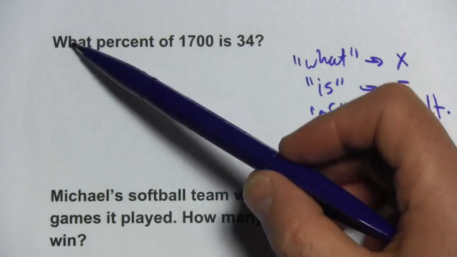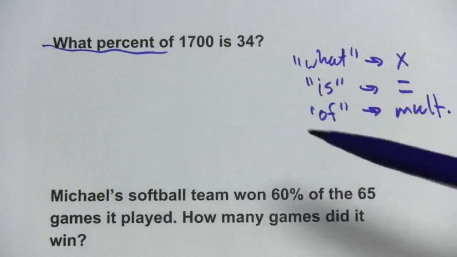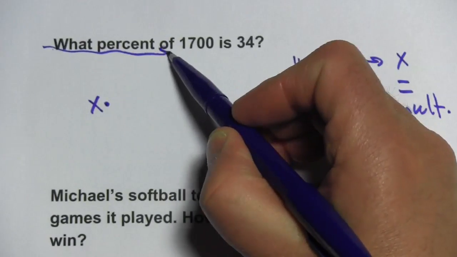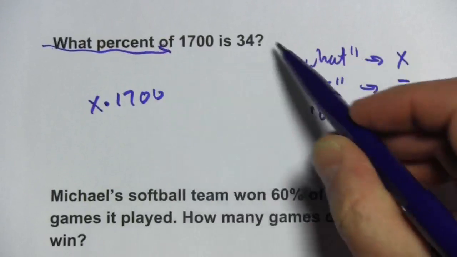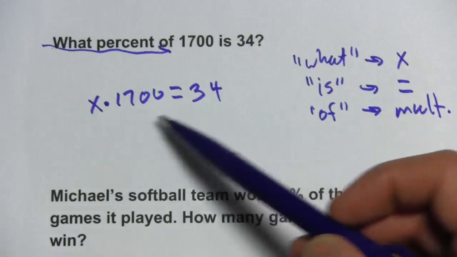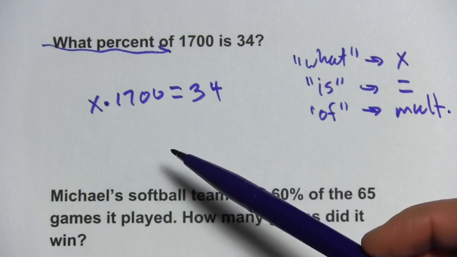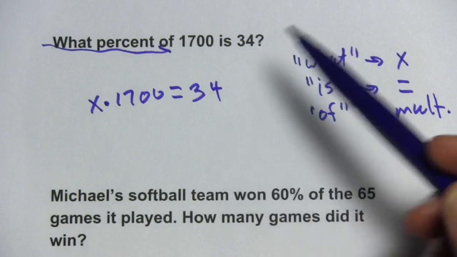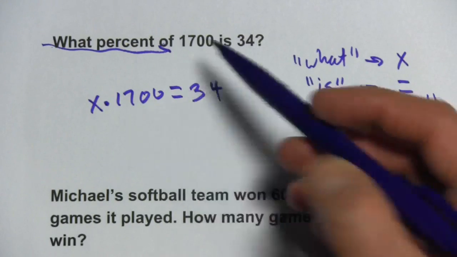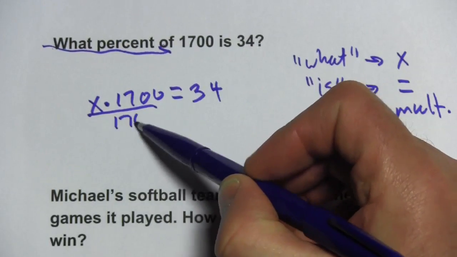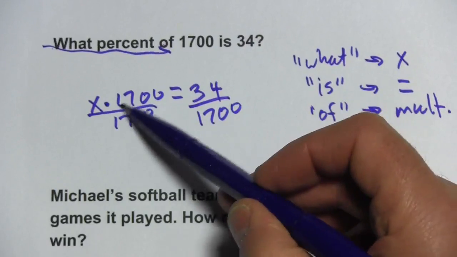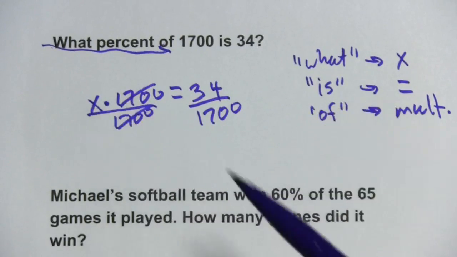Let's look at this first one. What percent? Well, there's our what phrase, so that's going to be x. Of, that's multiply. 1700 is, that's our equal sign, 34. So there we've done it. We've translated that sentence into an equation, and now I can solve this for x. To solve for x, I've got to undo whatever is being done to x. Right now, x is being multiplied by 1700. So I'm just going to divide by 1700, and then the rules of algebra say I have to do that to both sides. Here, the 1700s cancel out, and we just get x.